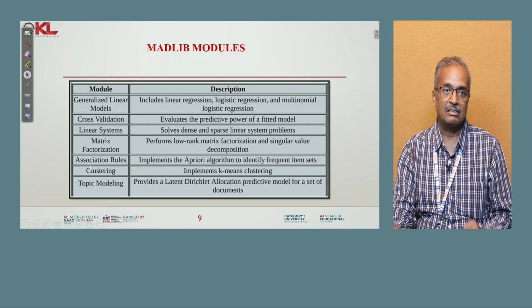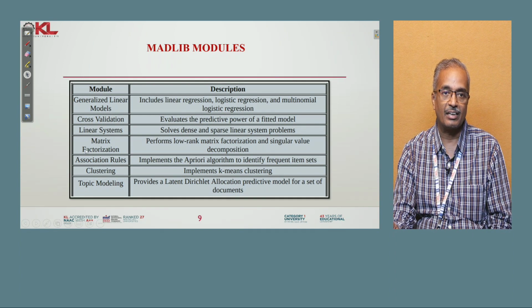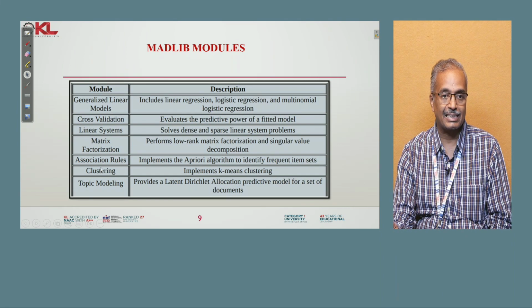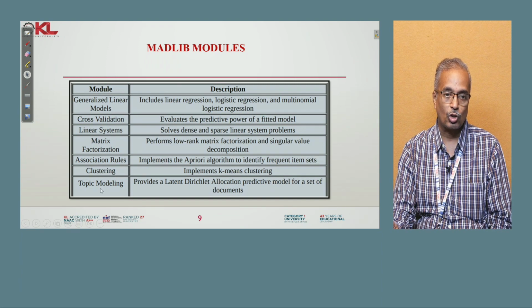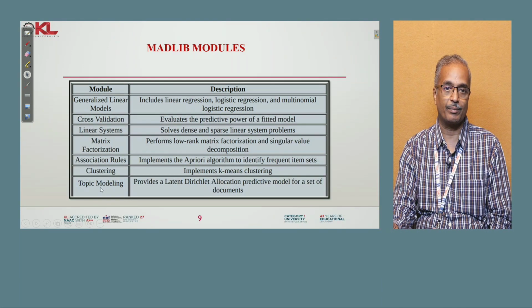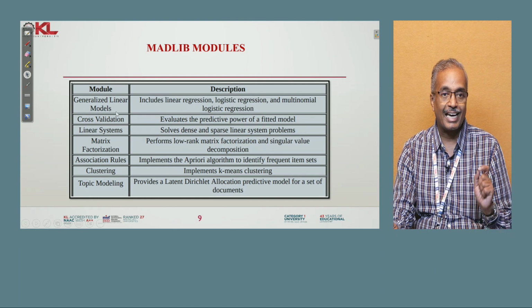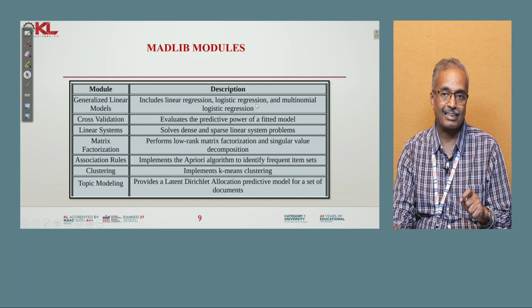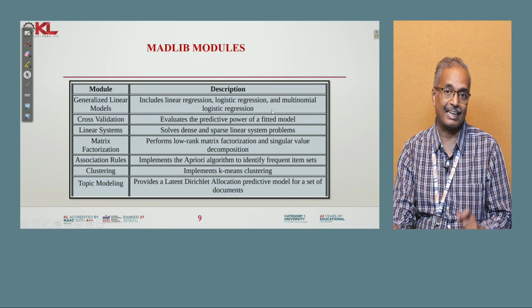The next one, these are the different modules in MADlib. What is the first one? Generalized linear models. Second, cross validation. Third, linear systems. Fourth, matrix factorization. Next, association rules. Next, clustering. Topic modeling, the last one. The generalized linear model is for regression purposes: logistic or linear, and multinomial logistic regression.